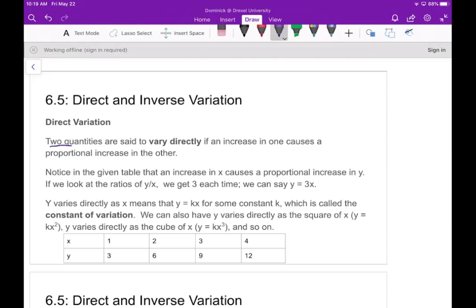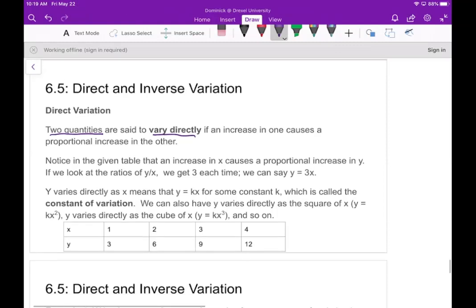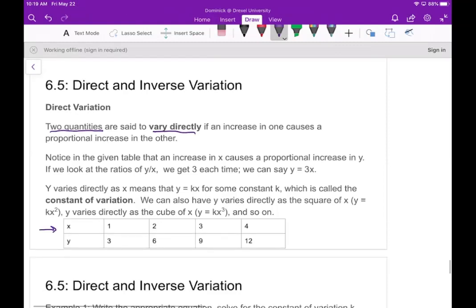Well, we say that two quantities vary directly if an increase in one of the variables causes a proportional increase in the other one, right? So, for example, let's look at the table. If you look at your x's, each time you're increasing by 1. And if you look at your y's, each time you're increasing by 3.